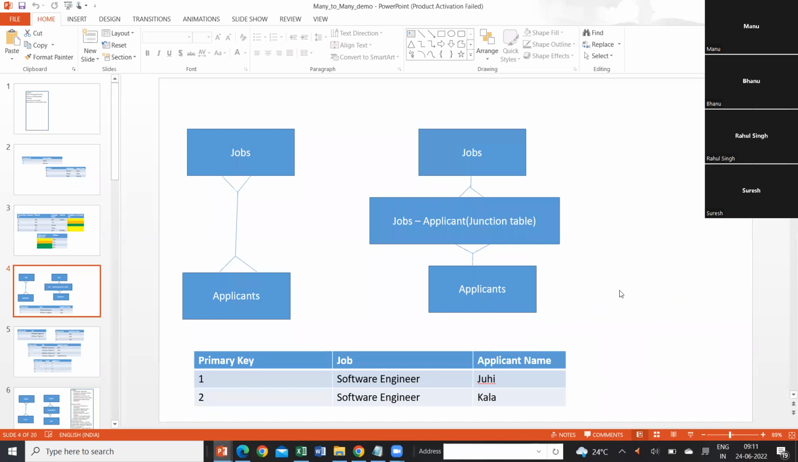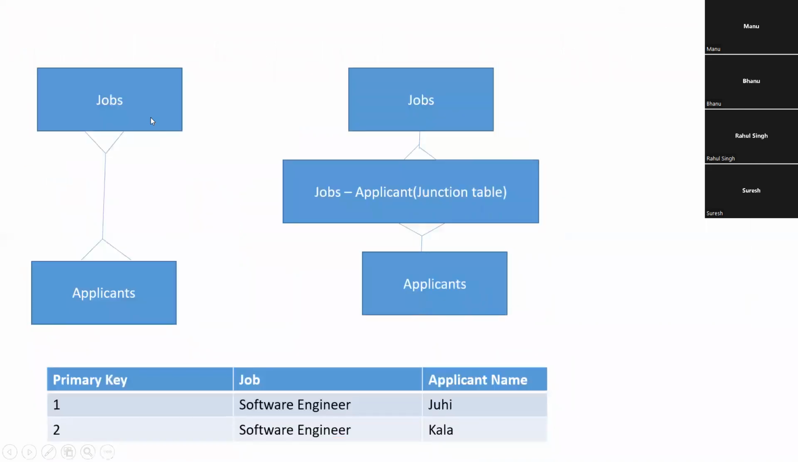If you take a look at it, to a job there can be many applicants, and an applicant can apply to many jobs. So that's why you get a junction object. The junction object is called job applicant, and it will have the primary key of the jobs and also the primary key of the applicants, which is nothing but the foreign keys of the two parent tables. Does it make sense, guys?